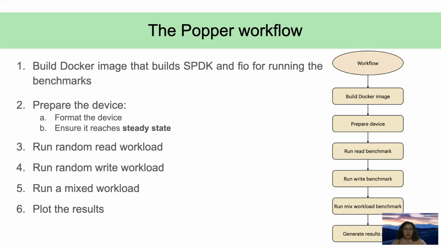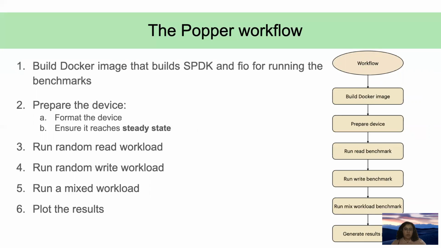So this is what the workflow would look like. First, since everything will run inside a container, our first step will be to build a Docker image that installs all the dependencies and already has SPDK and FIO built. Then we will take a step to prepare the device for the benchmarks. Here, we will write the mounting point of the device into the FIO configuration files. We will format the device, and also we need to ensure here that the device reaches a steady state.